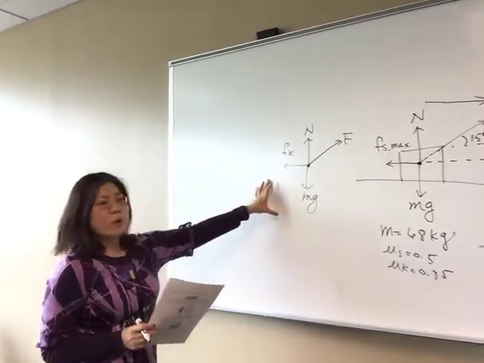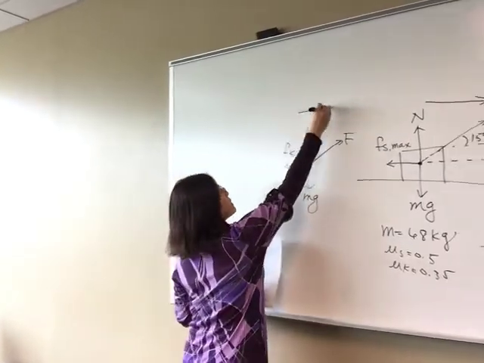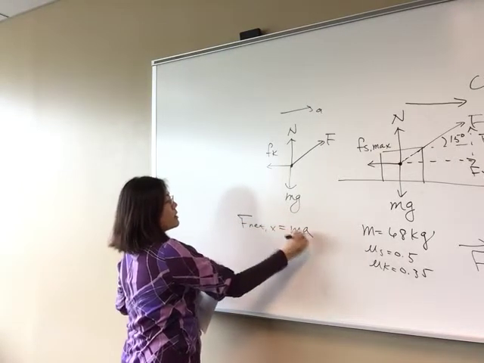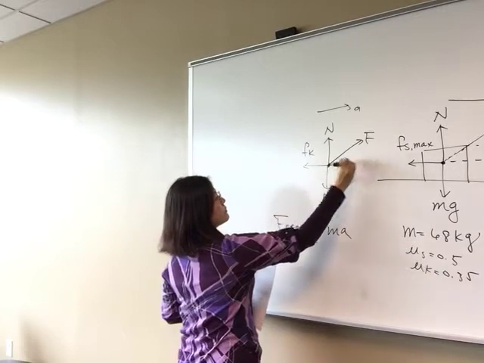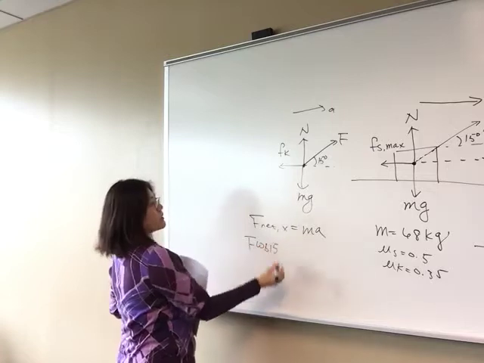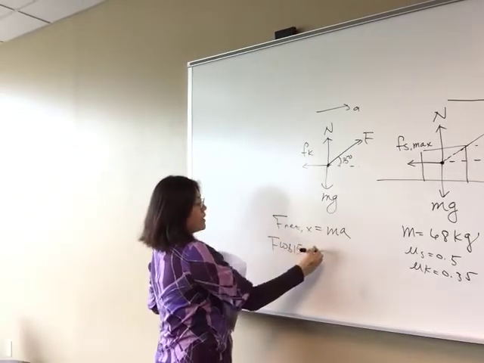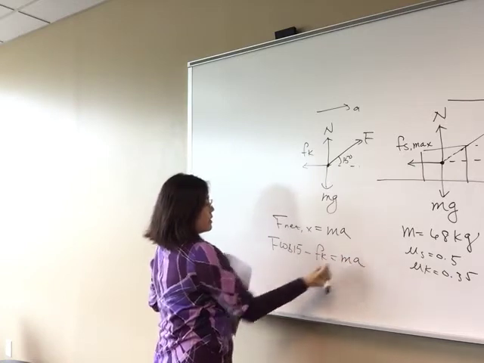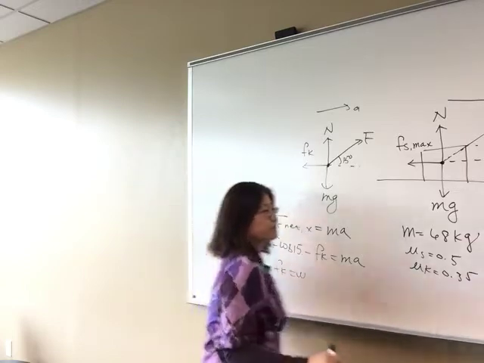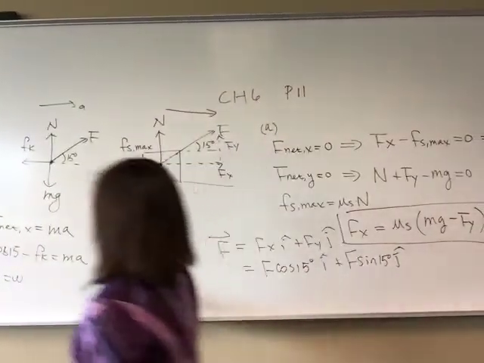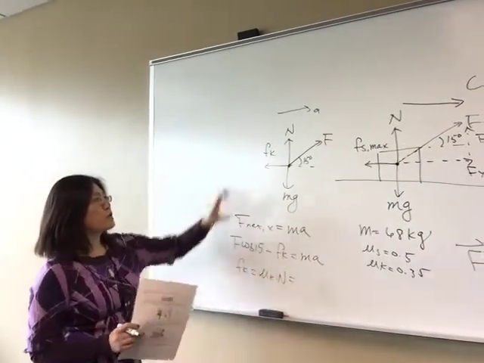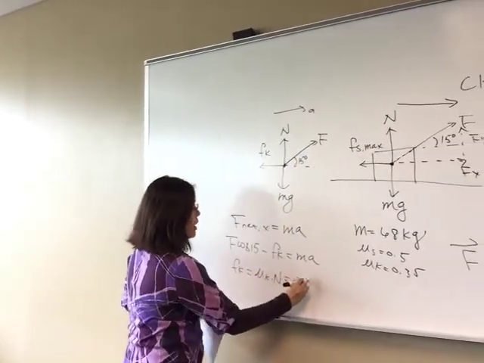So in that case, how do we find the acceleration? The acceleration is basically from the net force in the horizontal direction. That's equal to ma. So you have net force here. That will be your F times cosine 15 degrees, and then minus Fk, and the whole thing is equal to ma. Okay, so how do we find Fk? Your Fk is equal to mu k times the normal force. So what is the normal force? Of course, mu k is 0.35.